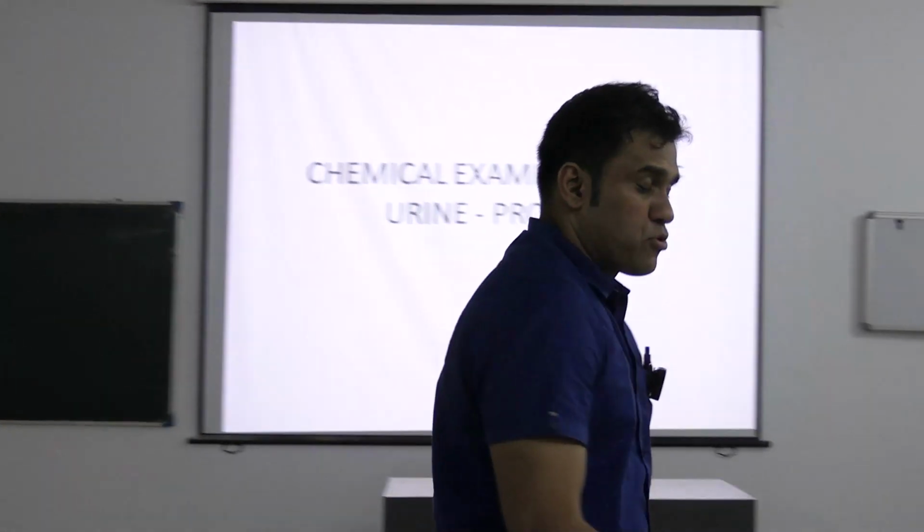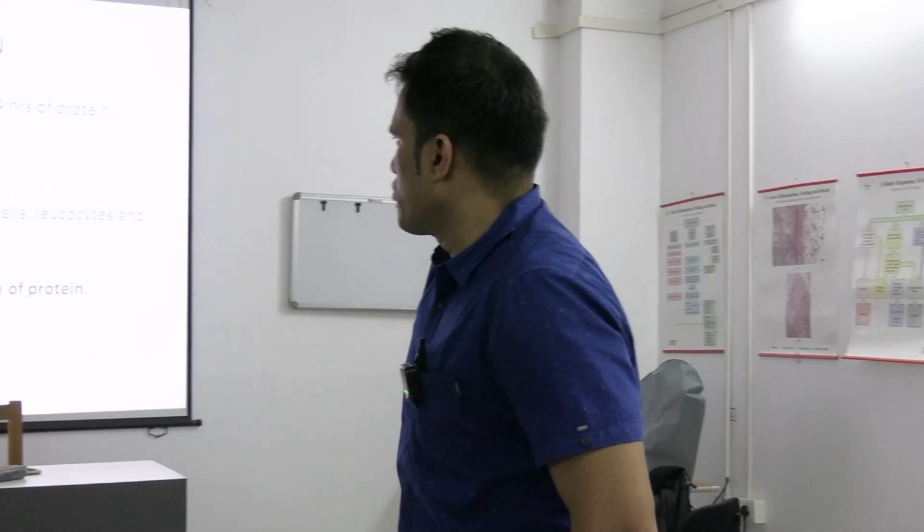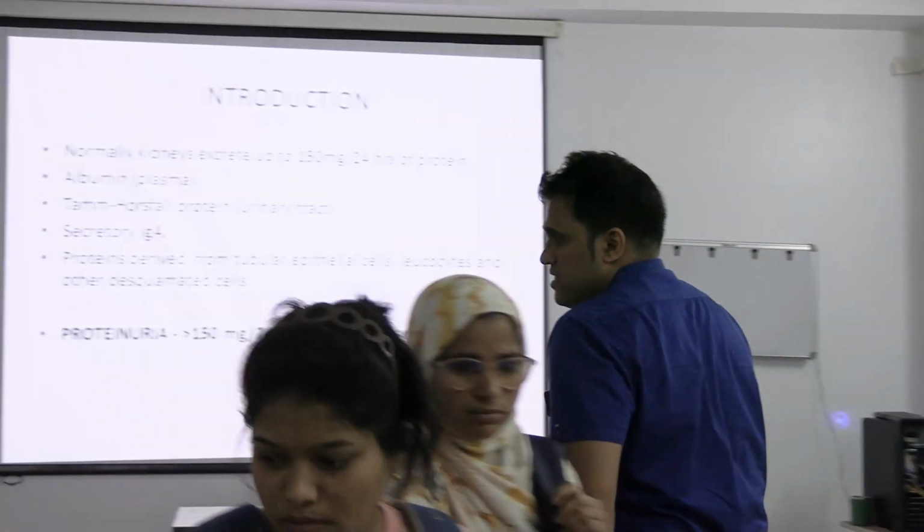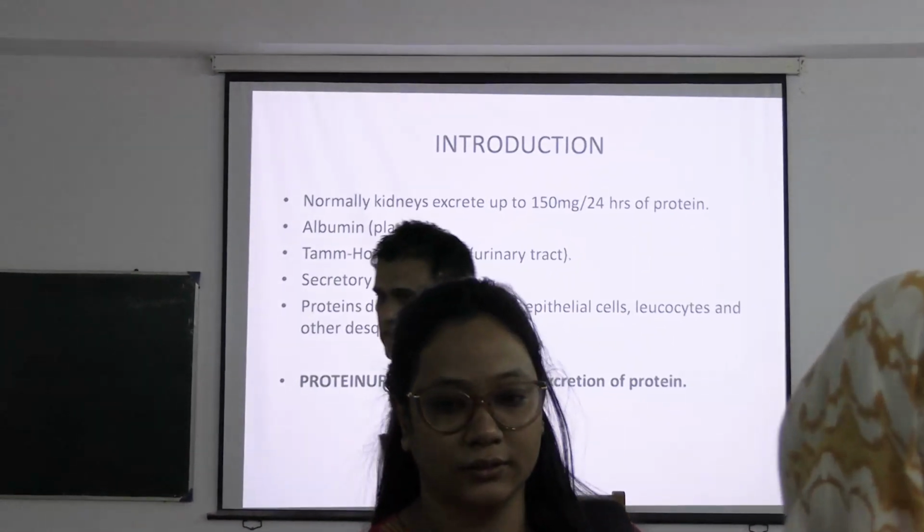Normally how much protein is excreted in urine? How much? What's the amount? It is less than 150 milligram per 24 hours.